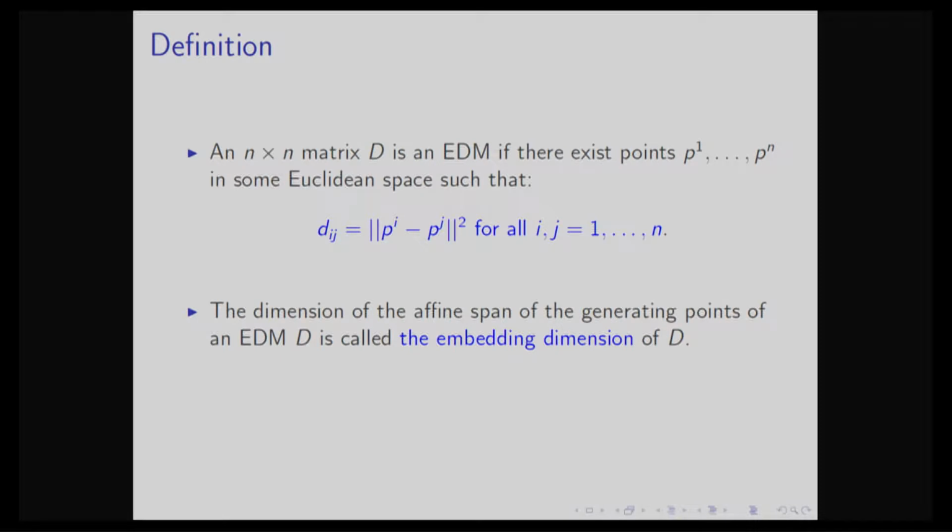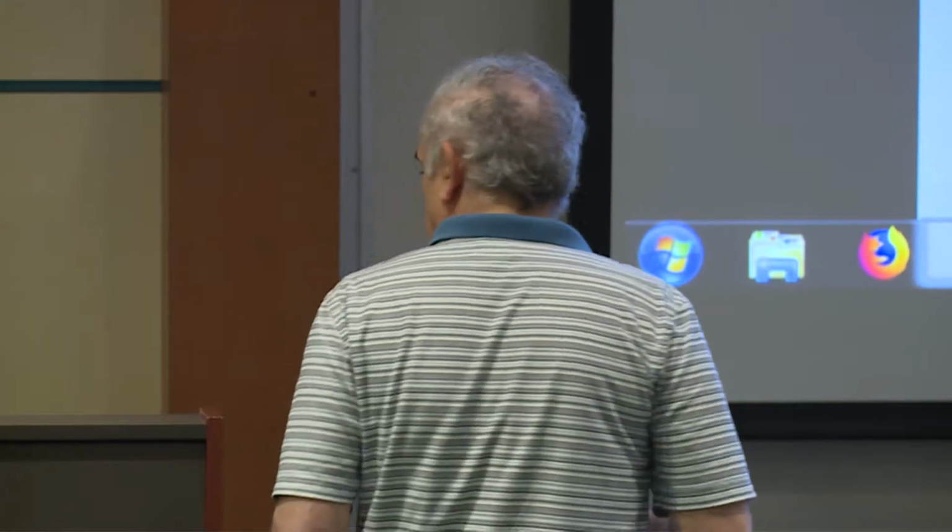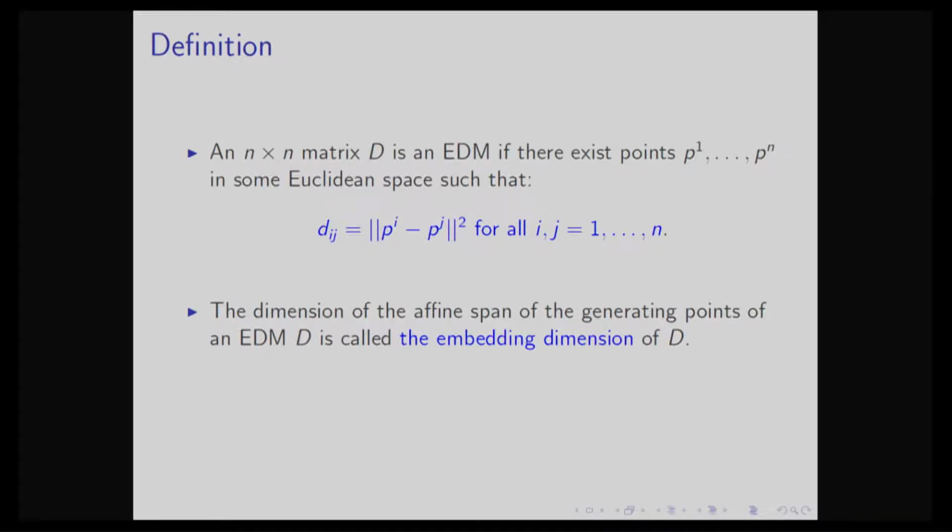Now, the dimension of the affine span of the generating points of the EDM is called the embedding dimension. So for example, if you have 3 points in a plane, if the points are collinear, then the embedding dimension is 1, not 2. Okay, so the embedding dimension is the smallest dimension that you can realize these points in.